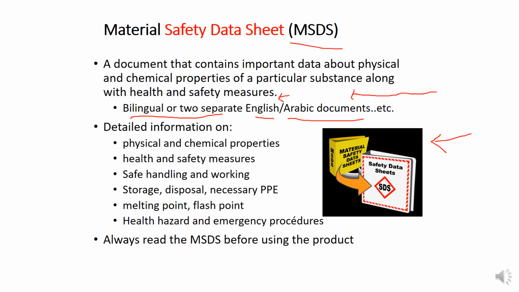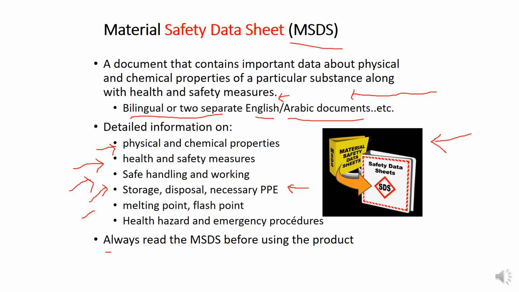This document contains all the physical and chemical properties of that particular chemical and its health and safety measures, handling and working, storage, disposal, and the necessary PPE. On the label we can just read and get the immediate basic information, or a little bit more advanced, but not as much as the MSDS. Melting point, temperature, flame, health hazards, and many more detailed pieces of information are available.